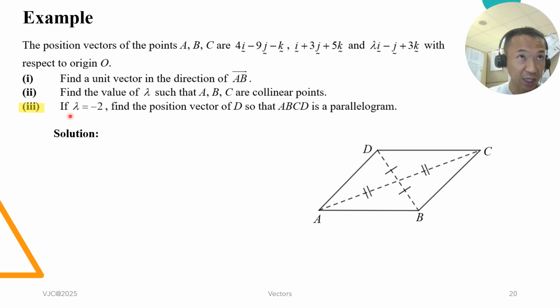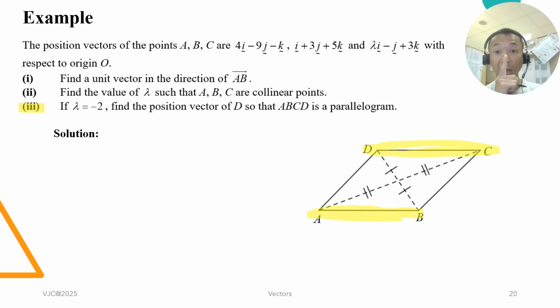Now, given that lambda is minus 2, just now you found lambda is 2, you erase that one, lambda is minus 2 now. Find the position vector of D such that ABCD is a parallelogram. I draw a parallelogram here for all of us to see. And we learned the properties of a parallelogram earlier. For ABCD to be a parallelogram, can I then safely say that this vector AB must be equal to this vector DC?